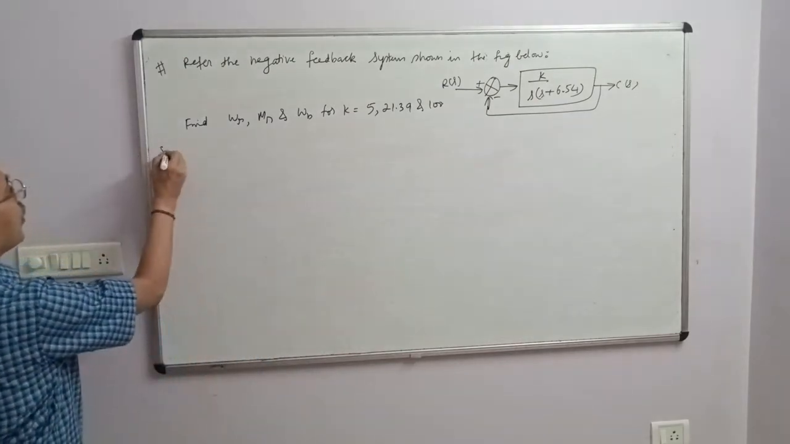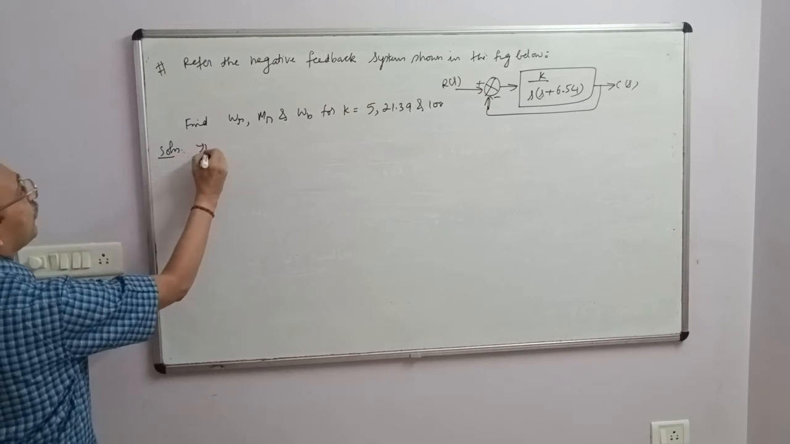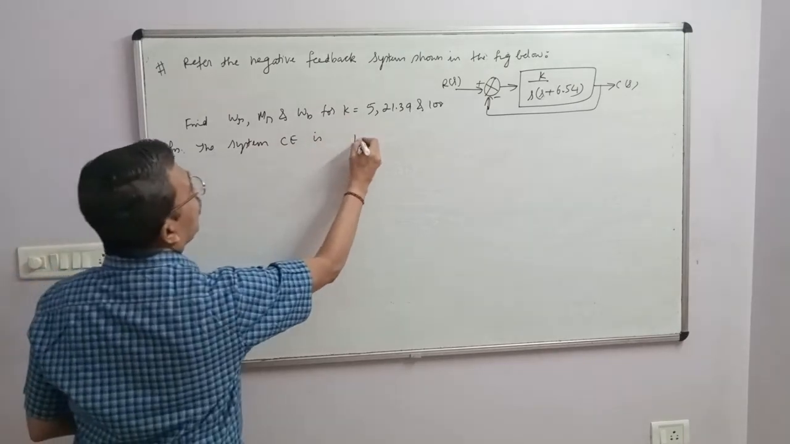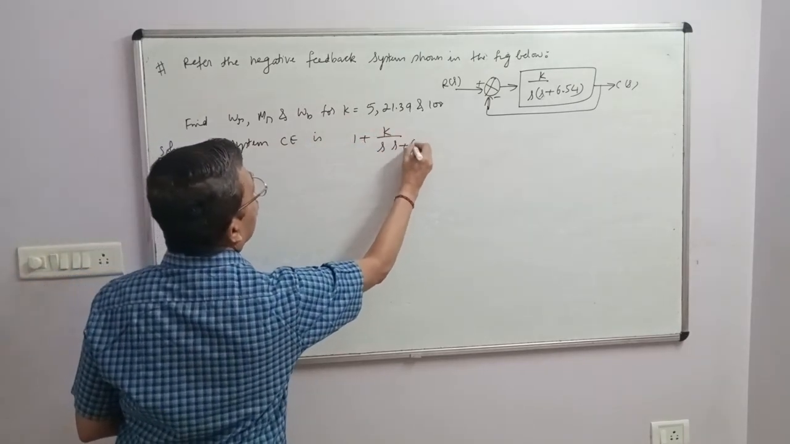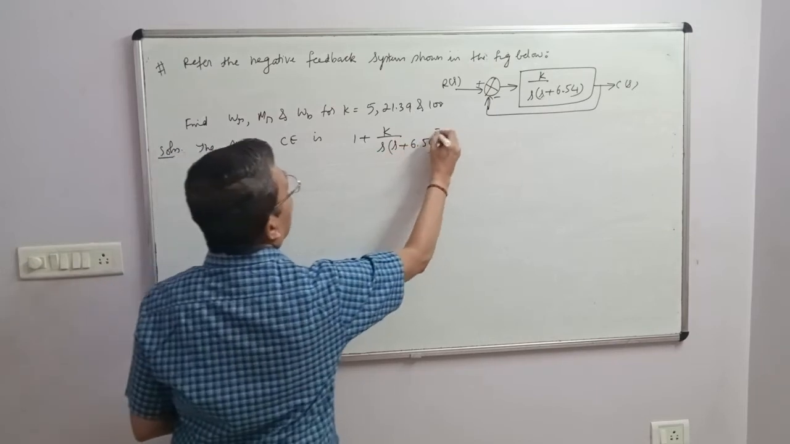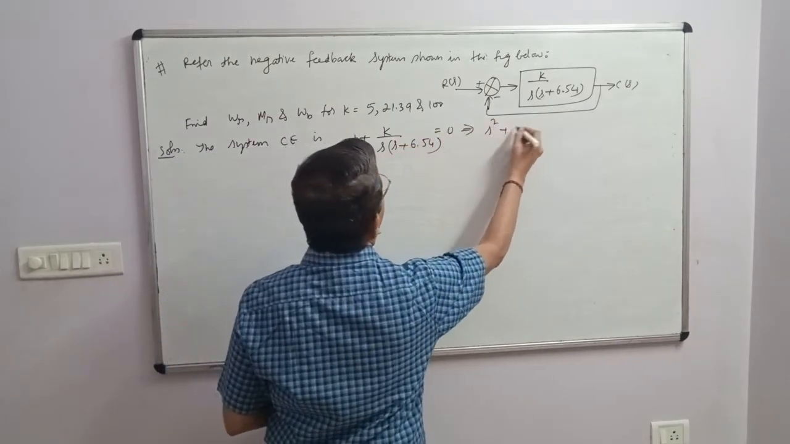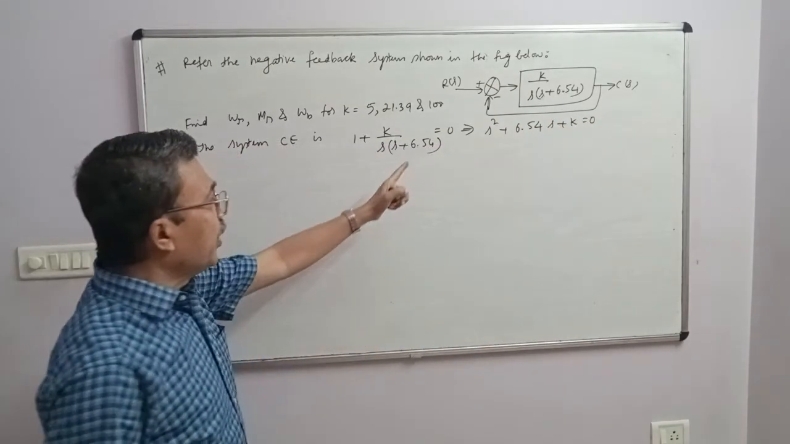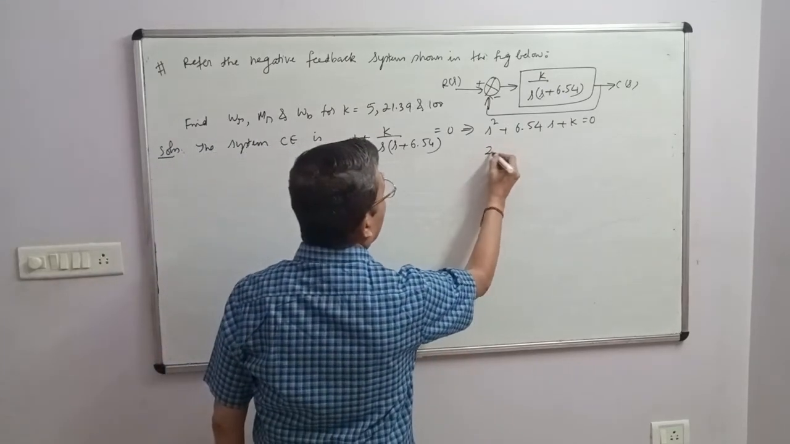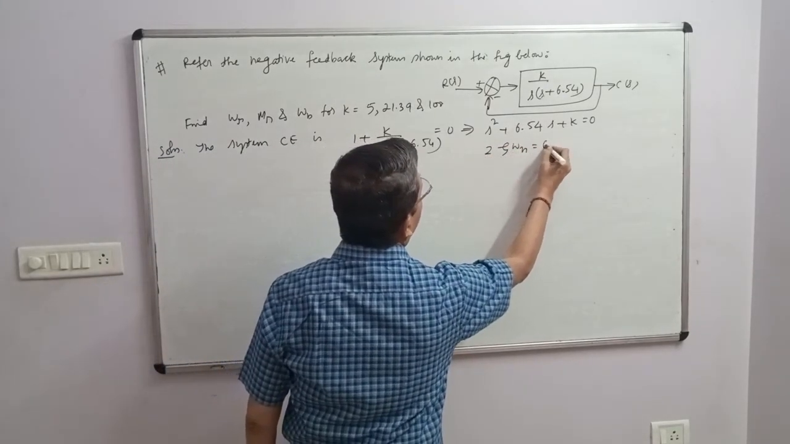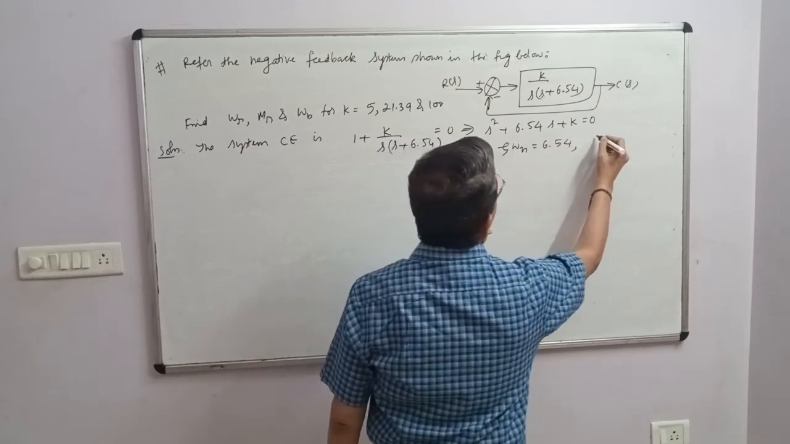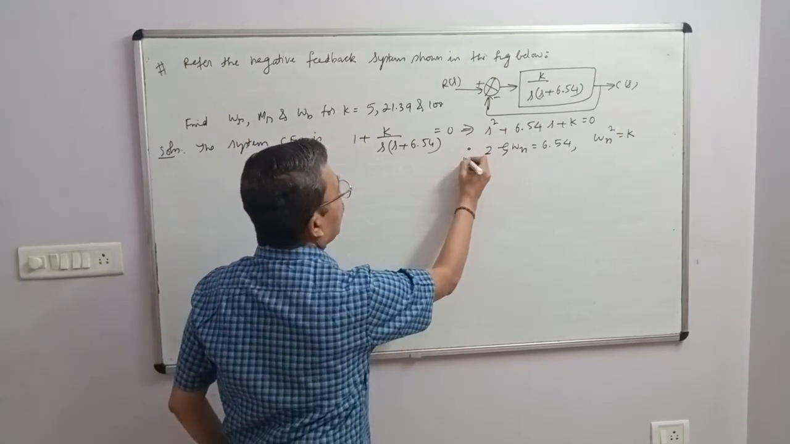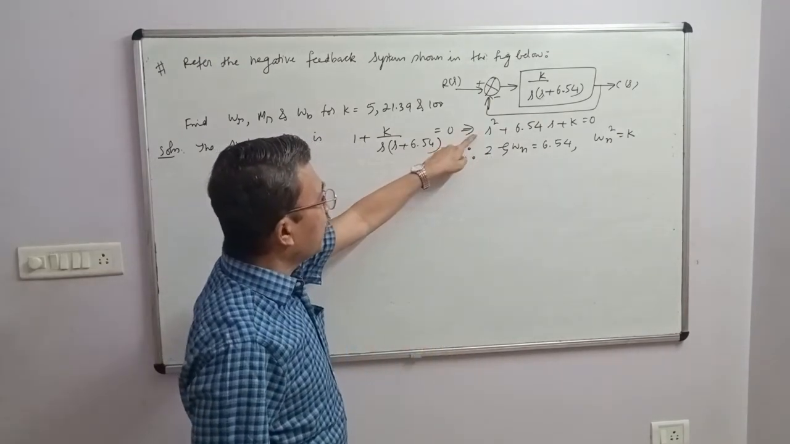I'll give the brief idea solution. The system characteristic equation is 1 plus k divided by s into s plus 6.54 is equal to 0. This implies s square plus 6.54 into s plus k is equal to 0. Comparing this with reference characteristic equation, we get 2 times zeta into omega n is equal to 6.54 and omega n square is equal to k.